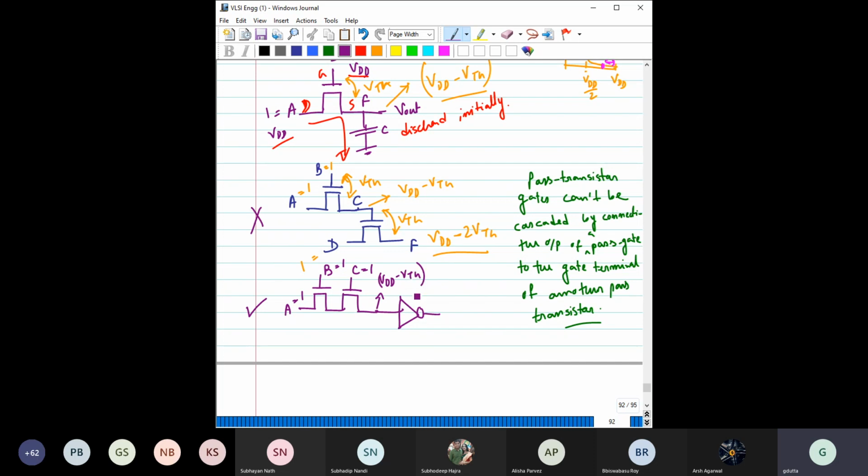You know how a static CMOS can do that, right? So I hope this is clear to you, that this is not a viable way to connect it, but this looks like more or less possible. We can do it like this.